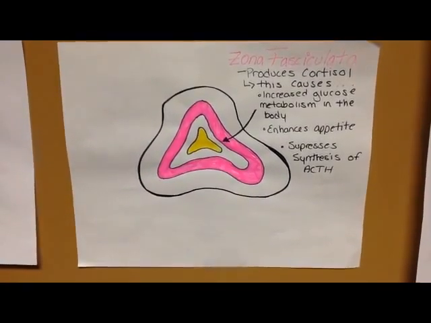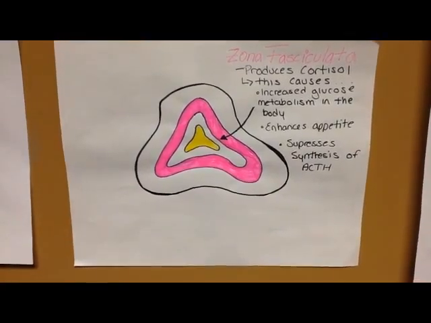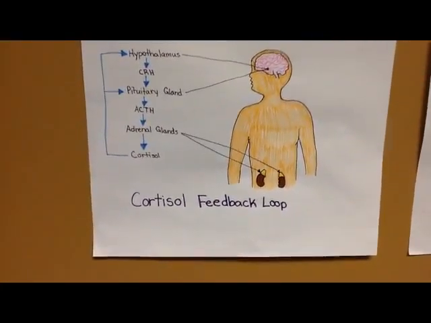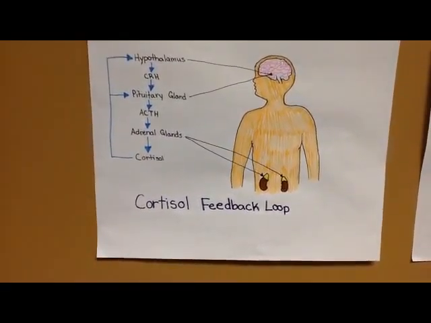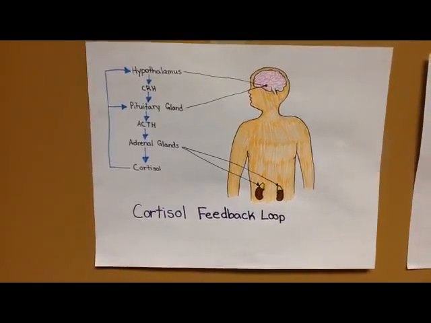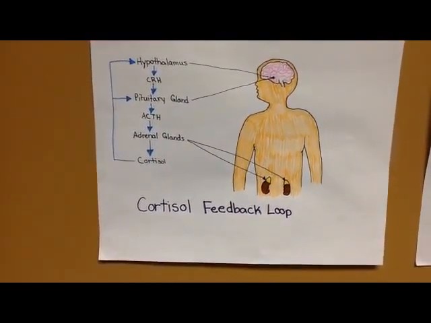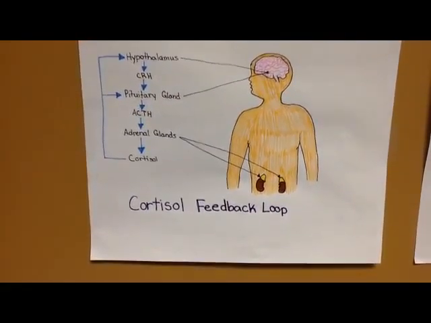This causes increased glucose metabolism in the body, enhances appetite, and suppresses synthesis of ACTH. Cortisol feedback loop. Normally, the cortisol feedback loop inhibits the secretion of ACTH and CRH. Less CRH secretion leads to less ACTH secretion, which leads to less stimulation of cortisol secretion by cells of the zona fasciculata of the adrenal cortex.